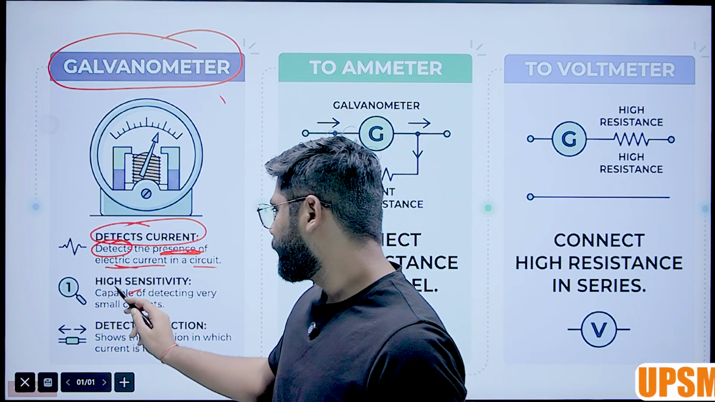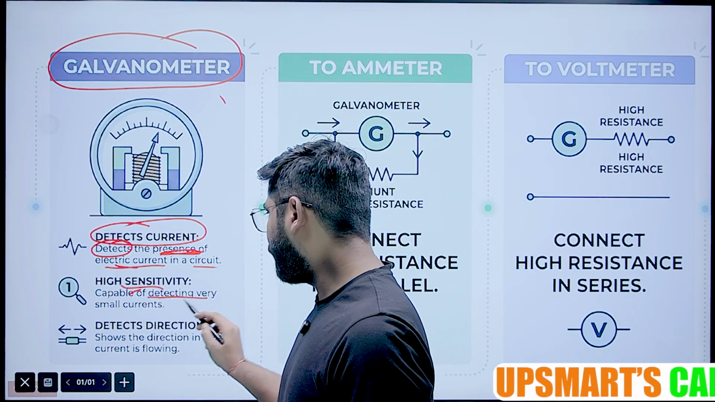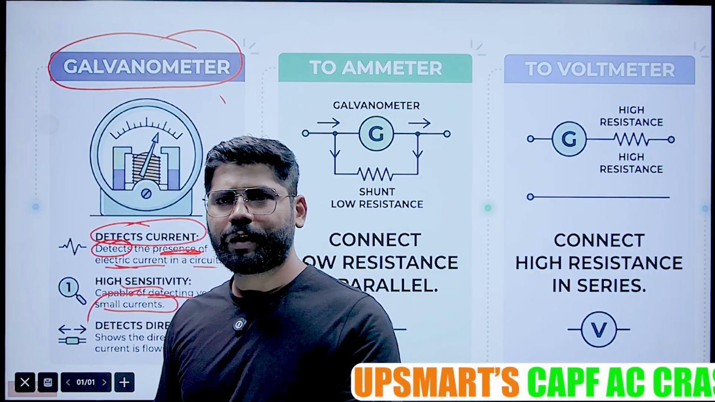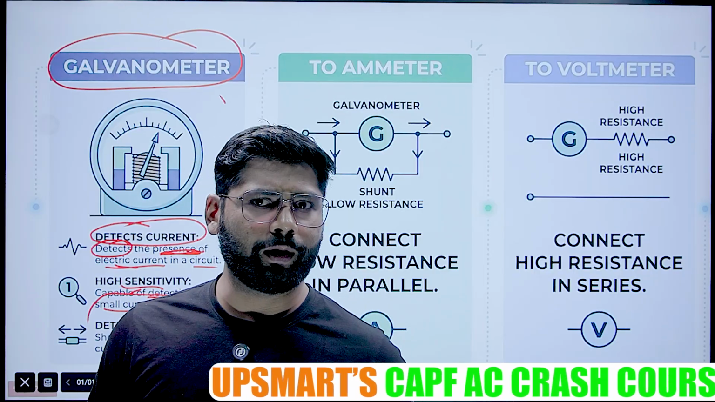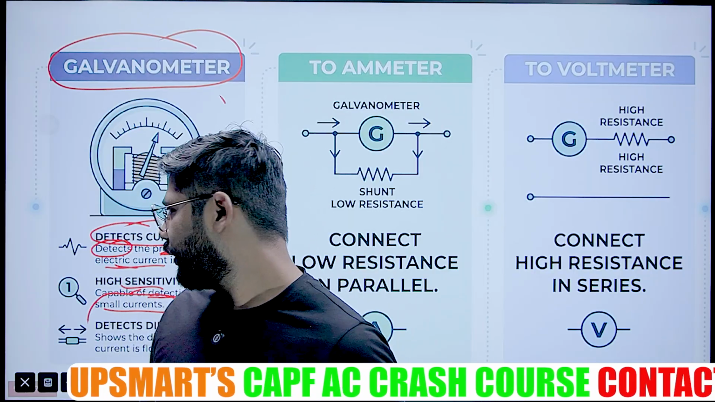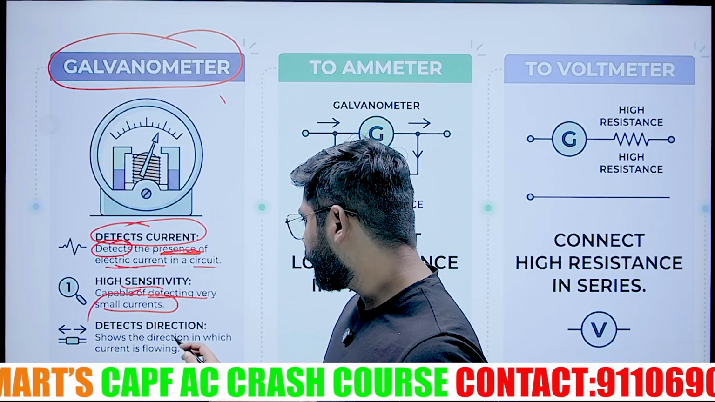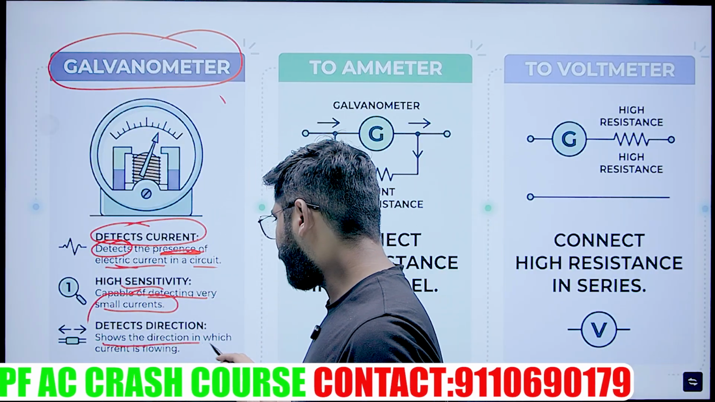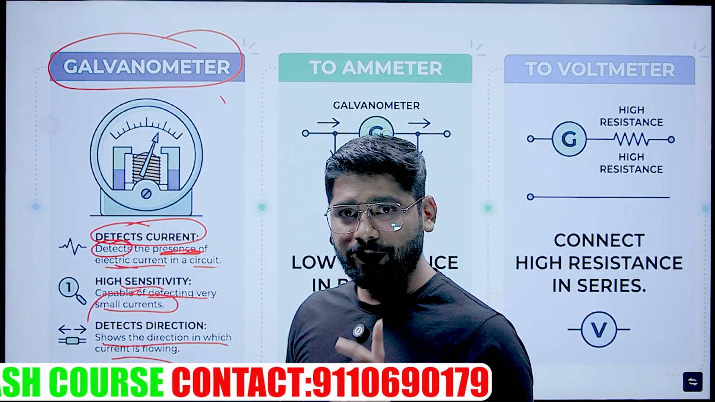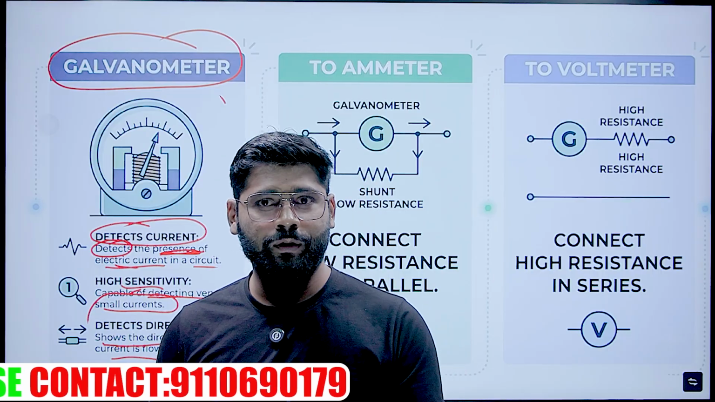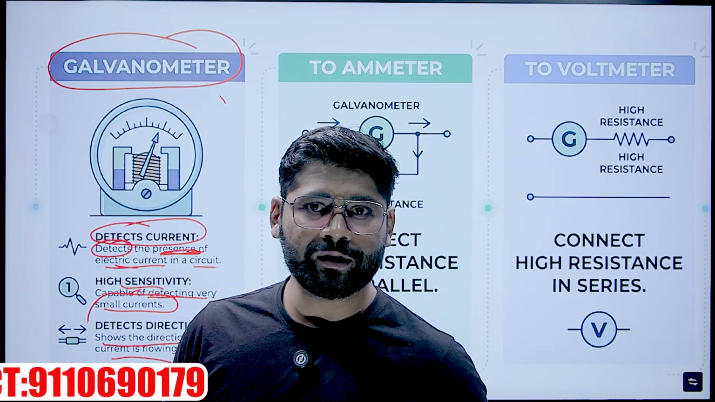It has high sensitivity, so it is capable of detecting any small current. Even if there is a minimal current, a minimum flow of electrons, the galvanometer will detect it. It also shows the direction in which the current is flowing. So it detects the current, and it shows to which direction the current is flowing.